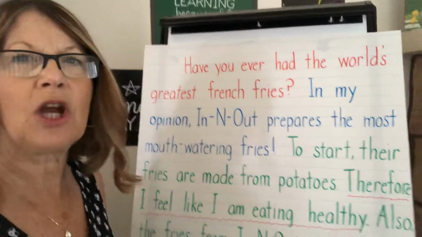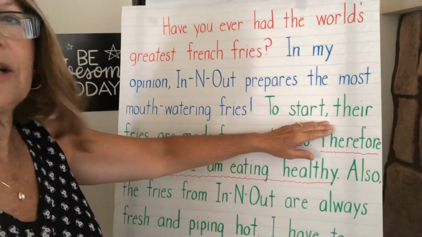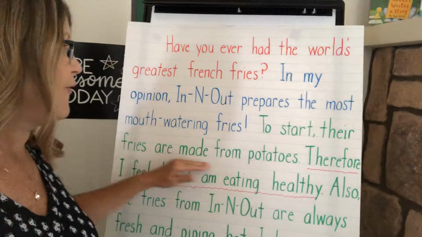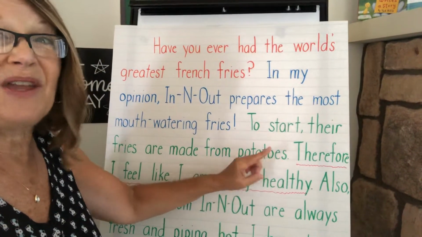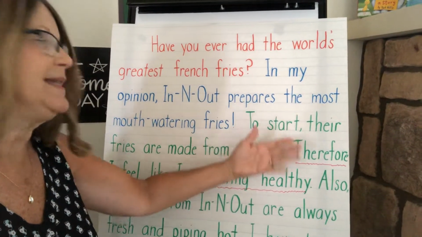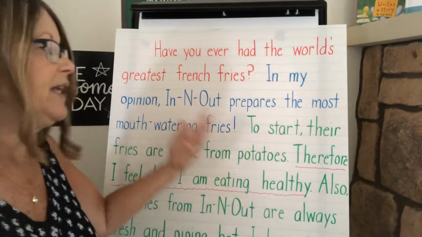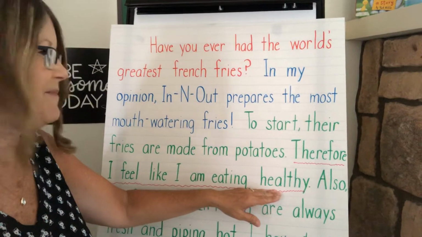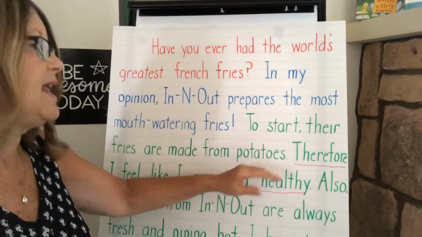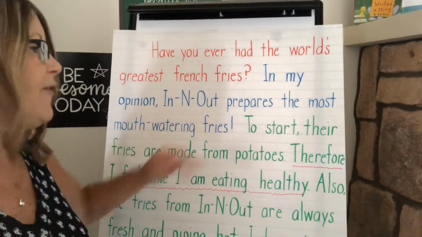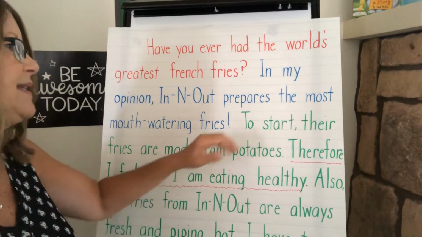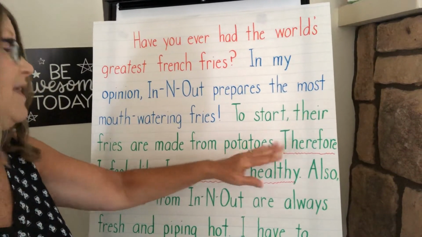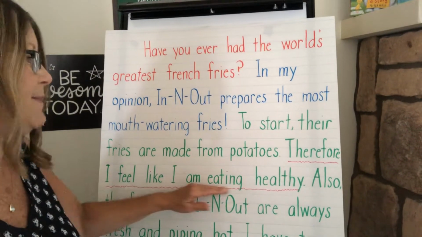So now I'm going to start my reasons. To start, remember, I always want to use a reason stem. To start, their fries are made from potatoes. There's one of my reasons, but I'm going to give extra information about that. Therefore, I feel like I am eating healthy. Now, that's not another reason. That's just a support from my first reason. So here's my first reason again. To start, their fries are made from potatoes. Therefore, I feel like I am eating healthy.